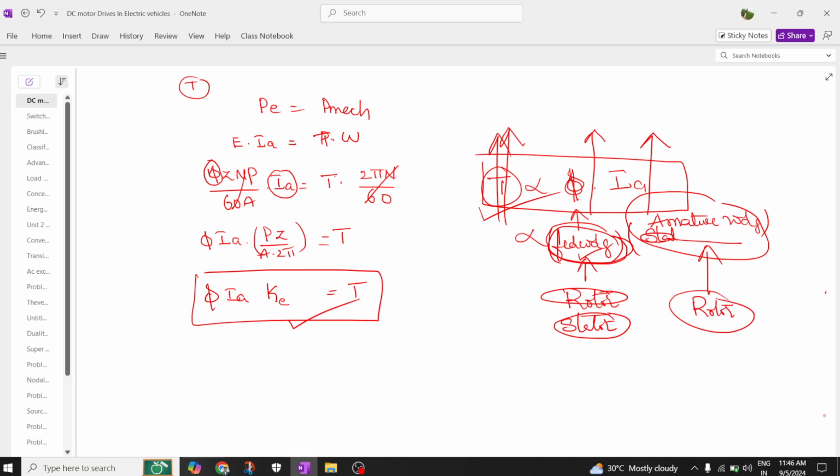Now we'll continue with different types of motors, such as self-excited and separately excited. We'll meet in the next video.